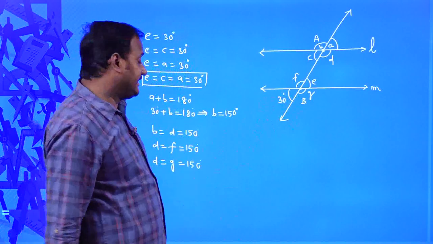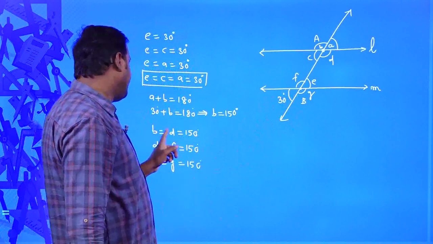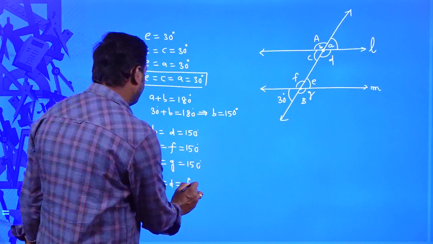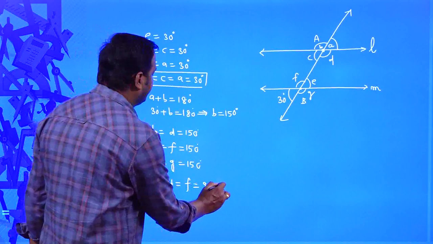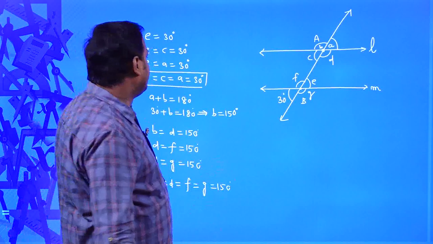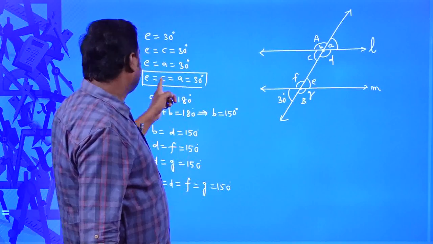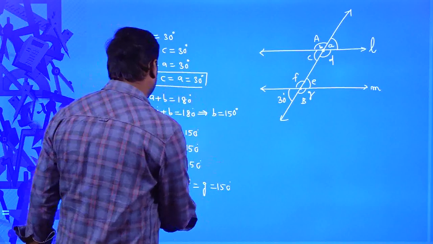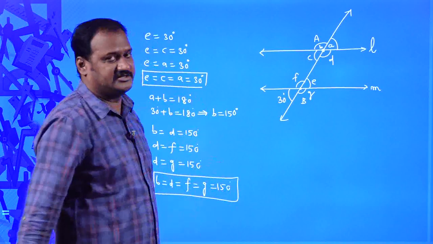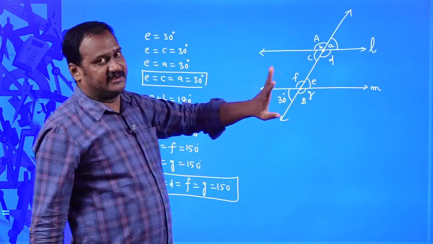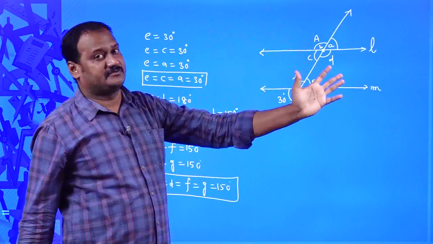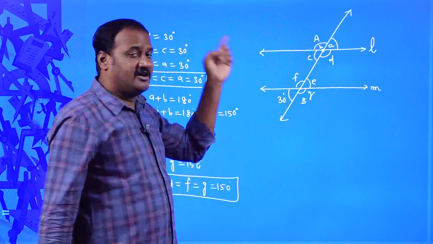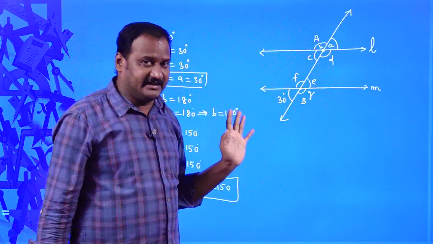See here, we got the angles right from B. B, D, F, G. So, B is equal to D is equal to F is equal to G is equal to 150 degrees, right? See, we got A, B, C, D, E, F, G, all the angles are there. See, this way we can easily figure out, if you know one angle in the concept of pair of parallel lines by a transversal, you can find out all the other angles in the figure.